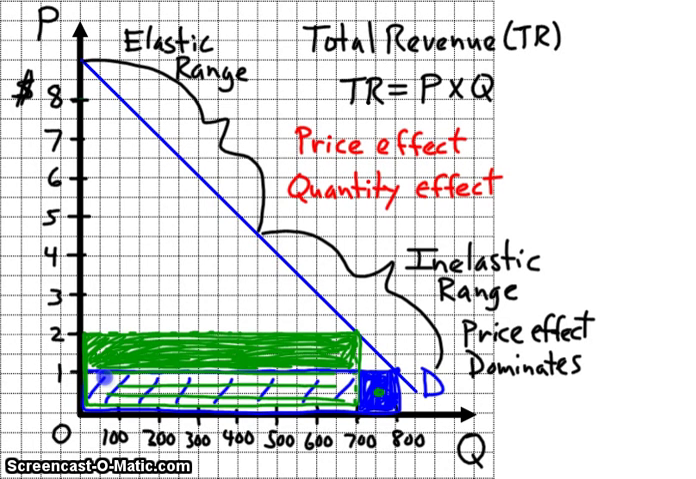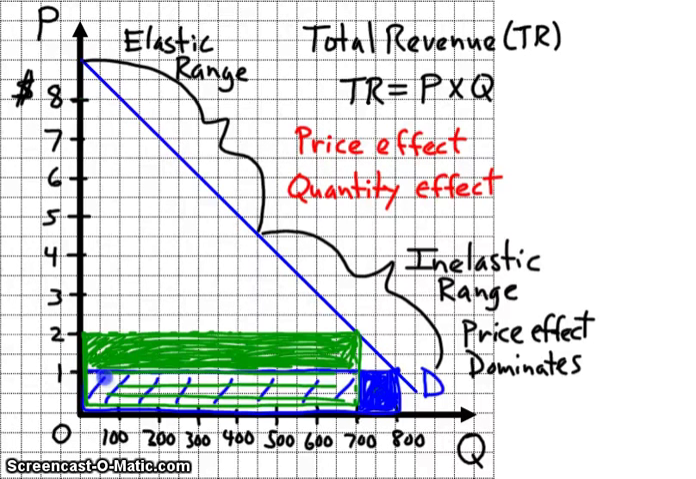And since this area in green was the result of selling those 700 units for $1 more, measured along the y-axis here, that's the price effect. That's the price effect of raising the price $1. We sell all those units for $1 more than we used to. And the quantity effect is that we lost 100 units. Instead of selling 800, we only sell 700.